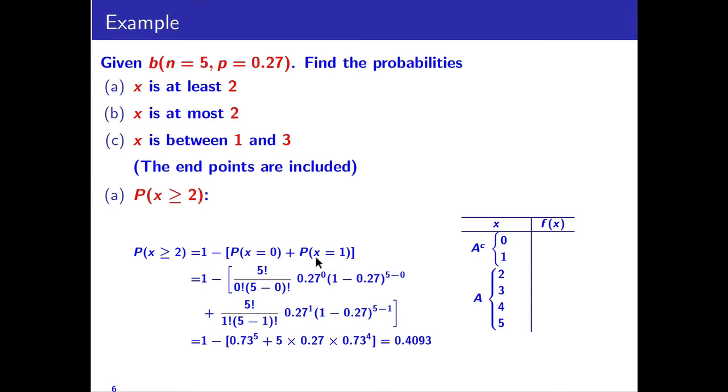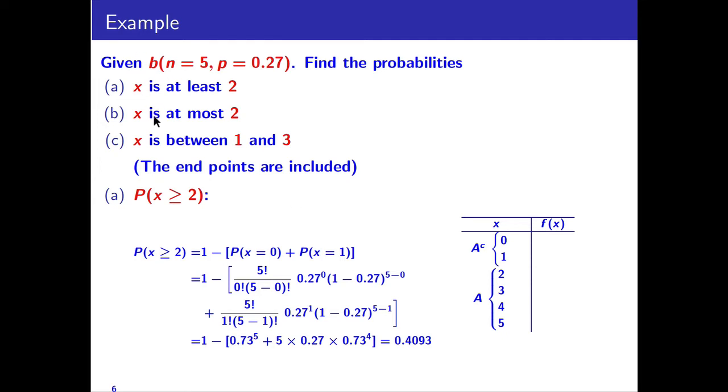Now, for x equals 1, you have 5 factorial over 1 factorial times 5 minus 1 factorial. So this is 4 factorial, and you have 5 factorial, and this will give you 5. And then you have 0.27 times 0.73 to the 5 minus 1, which is 4. And using your calculator, you'll be able to get the value 0.4093.